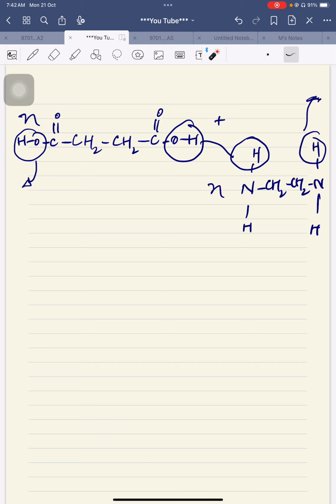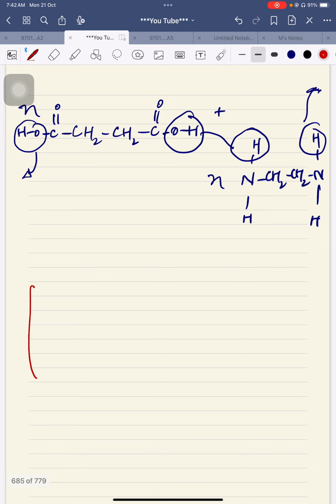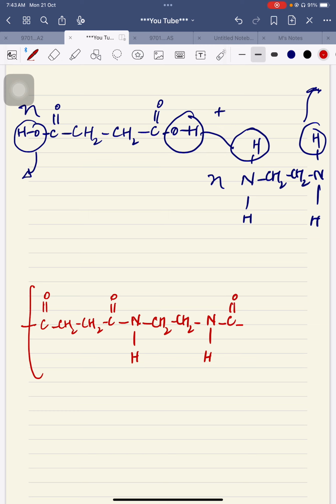Okay, now I am going to write the basic thing, and that is called the continuation bracket. First of all, it is C double bond O, this is CH2, this is CH2, and this is C double bond O, and now this is the new N, and then this is H, then this is CH2, then this is CH2, then this is N, and then this is H. H being up or down will not make any difference. Then this is C double bond O again, this is CH2, this is CH2, this is C double bond O, and again this is N and this is H.